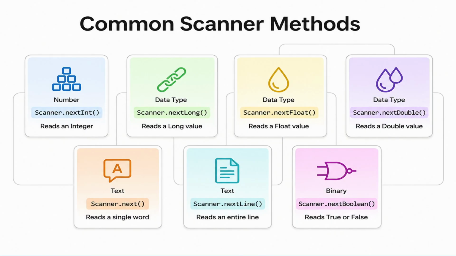For example, nextInt reads an integer value, nextLong reads a long value, nextFloat reads a float value, and likewise nextDouble reads a double value, and next method will read a single word, and nextLine reads an entire line, and nextBoolean reads a boolean value that is either true or false.